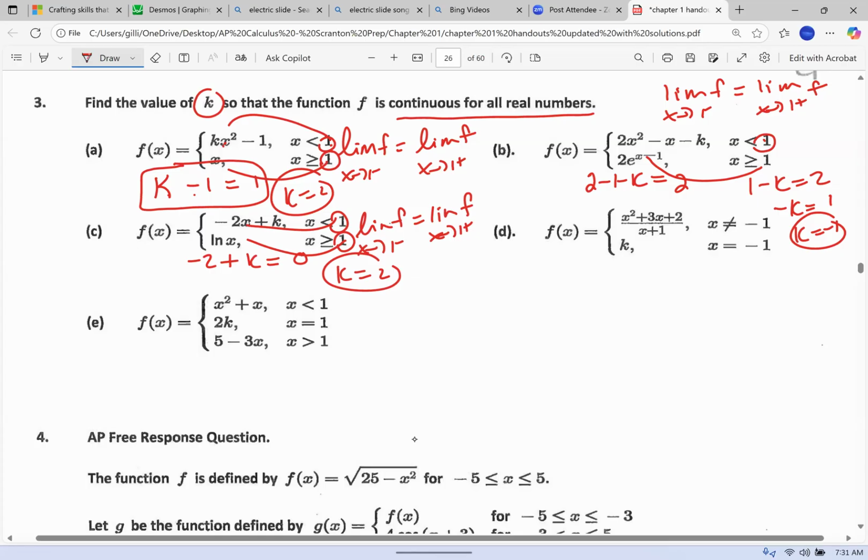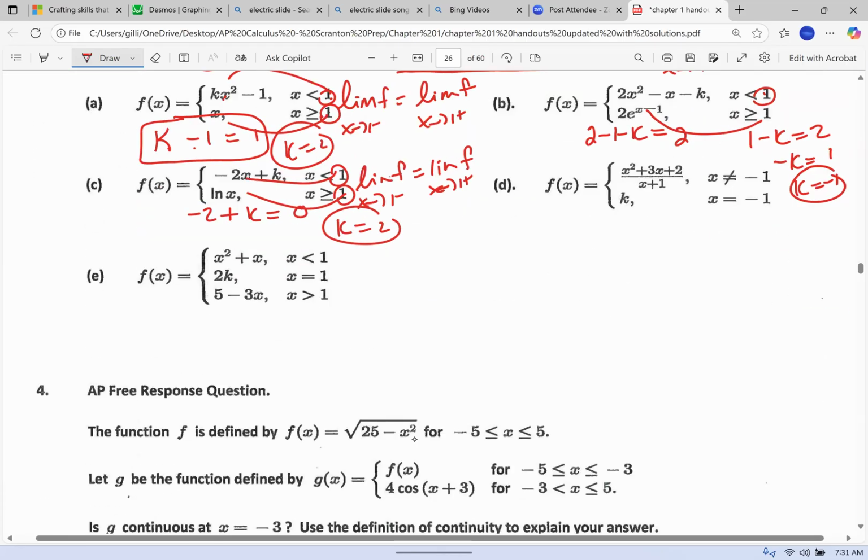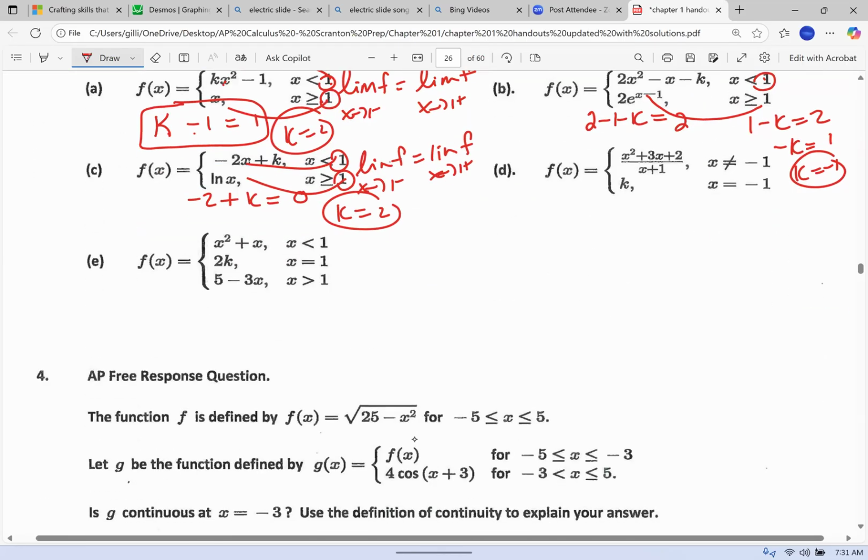And down here, this is a little different. You don't have less thans or greater thans. So you have to set the function value at -1 equal to the limit value as we approach -1. So f at -1 is k. And then when I take my limit, I'm going to go to the top, which would be -1 squared is 1 minus 3 plus 2. That's -2. -1 plus 1 is 0. So I'm going to get here -2 plus 2 is 0 over 0.